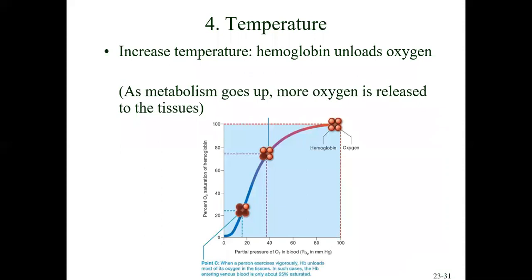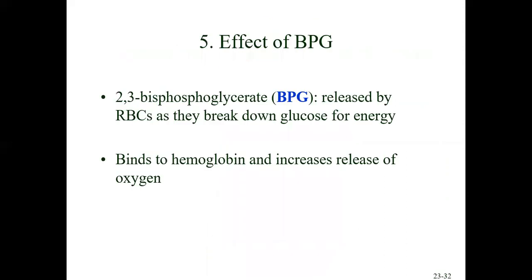Number 4, this one's pretty easy. This is temperature. And again, hemoglobin, a protein, is affected by changes in pH and by changes in temperature. So as temperature increases, hemoglobin releases or unloads some of the oxygen. And you can think about this in terms of metabolism, because as our metabolism goes up, the amount of energy that we need goes up, and that usually has an increase in our overall core body temperature. And that means more oxygen should be released from the hemoglobin.